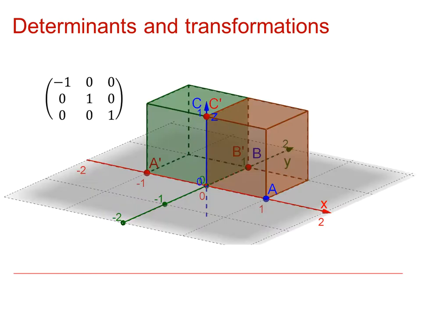For example, consider the determinant of this matrix, which we can clearly see is going to be -1 multiplied by the determinant of this little 2 by 2 matrix here. So the determinant of this matrix, if we call it M, is equal to -1. And we can see that here we've got a reflection in the YZ plane. So the original object is now reflected into this new one.